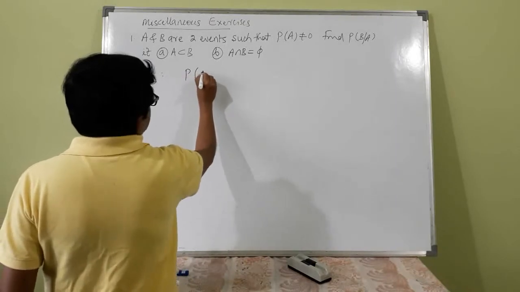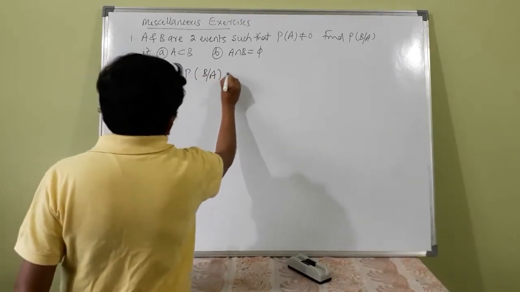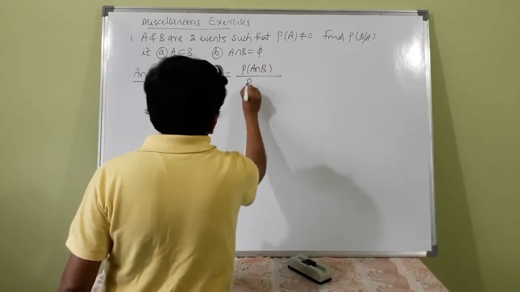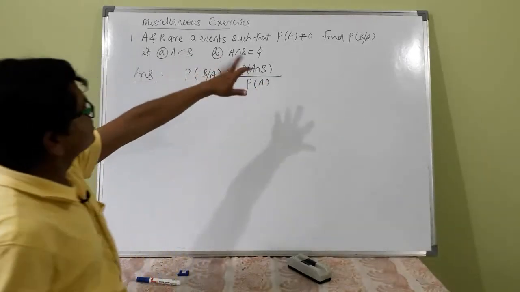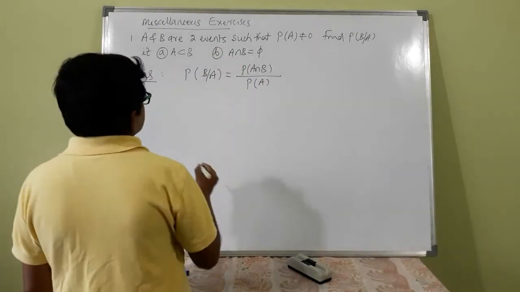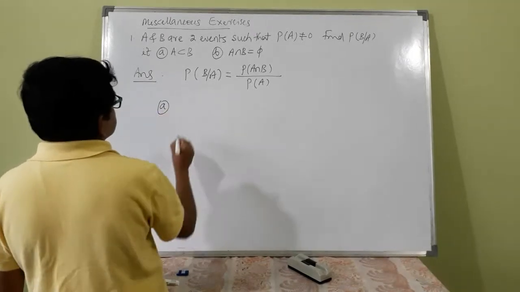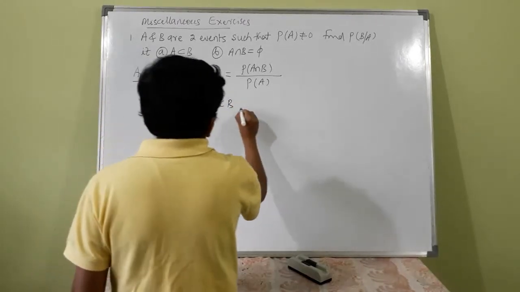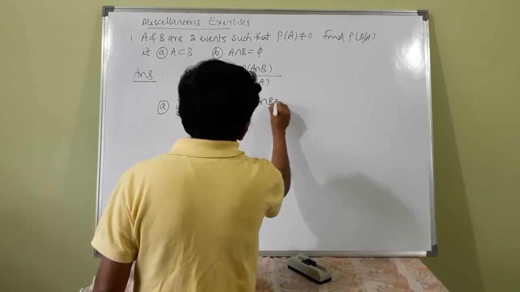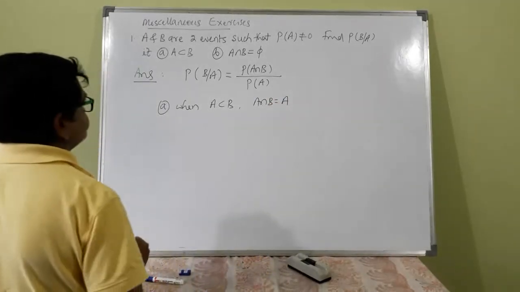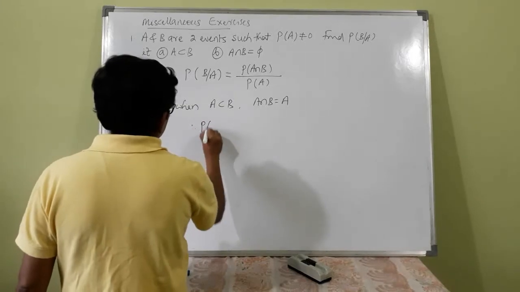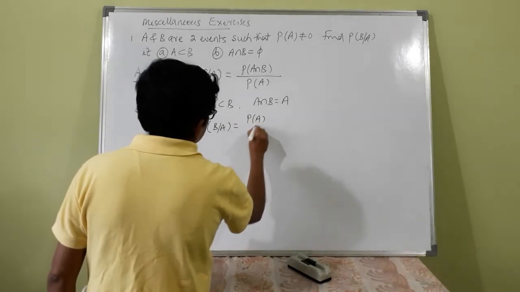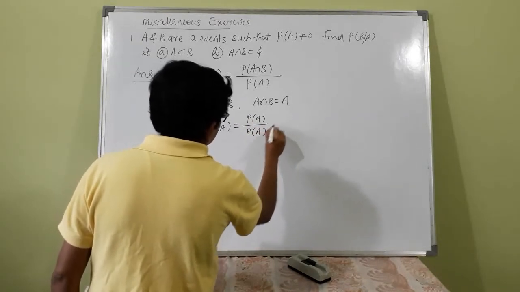Probability of B given A is equal to probability of A intersection B divided by probability of A. Probability of A is not equal to 0, that is given. Now let us consider the first case. When A is a subset of B, A intersection B is equal to A only. Therefore, probability of B given A is equal to probability of A divided by probability of A, that is one.